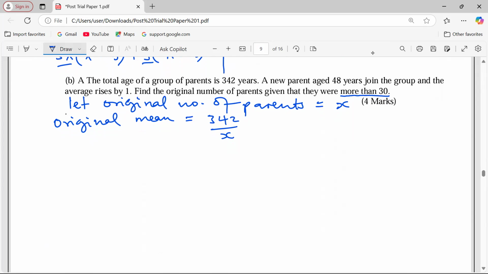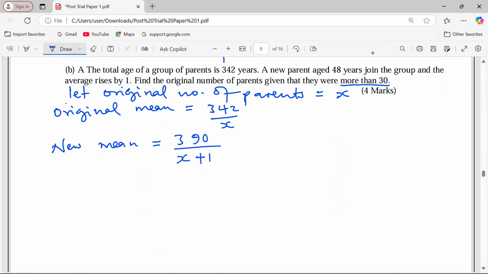Again, a new parent aged 48 joins the group. That means there is a new total, and that means we'll get a new mean. So the new mean shall be, we take the new total years, we add 48 to 342 plus 48. This gives us 390. So we have 390 years out of x, and 1 has joined them. So the average raises by 1. So the new average is bigger than the original average by 1.